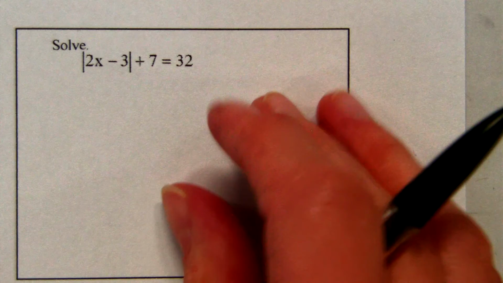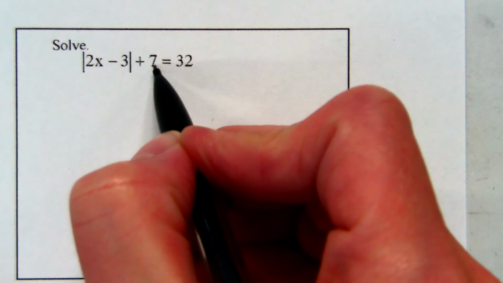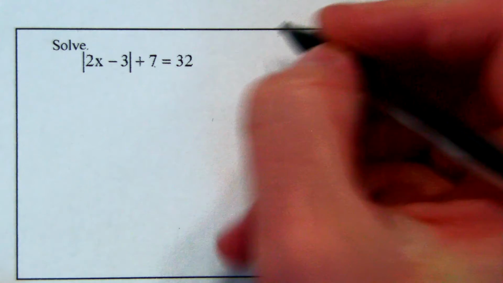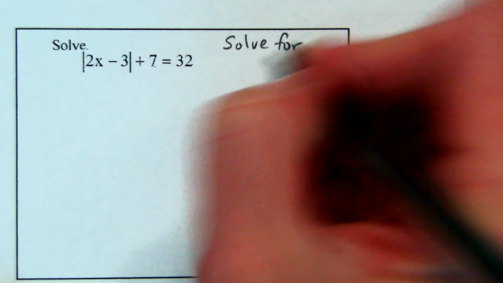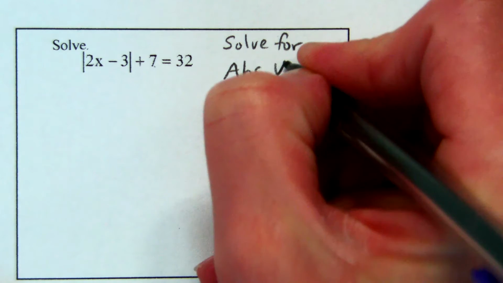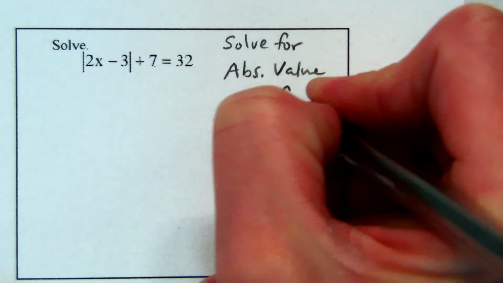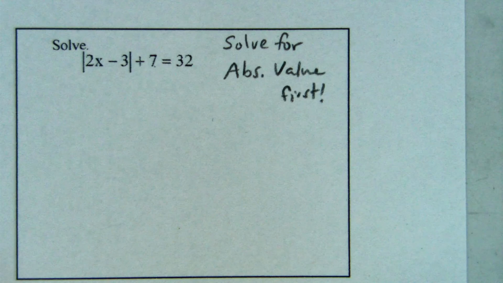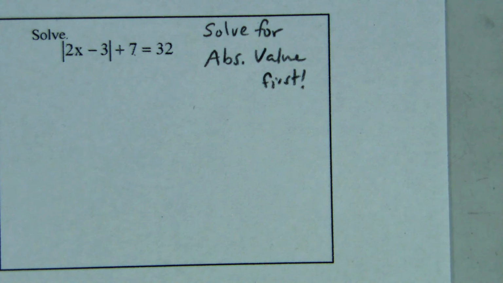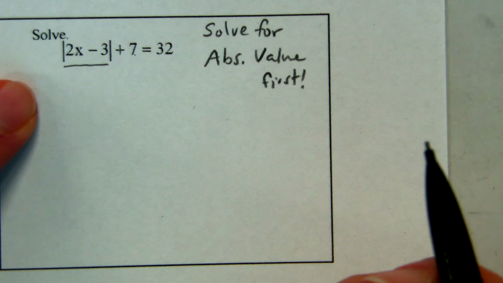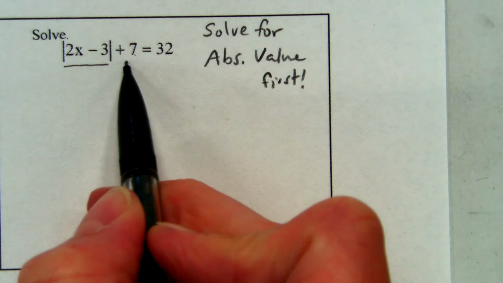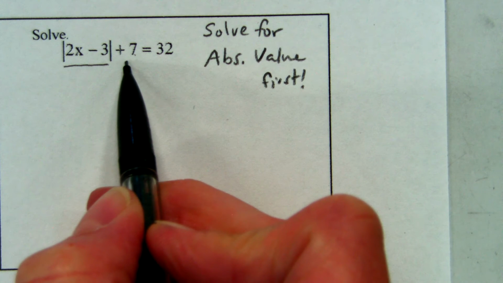Now, on the next one, there is a plus 7 that is not inside the absolute value. So you have to solve for the absolute value first. You cannot separate it into the positive and negative numbers until this part is all by itself. So how am I going to move that plus 7? You're going to have to subtract.